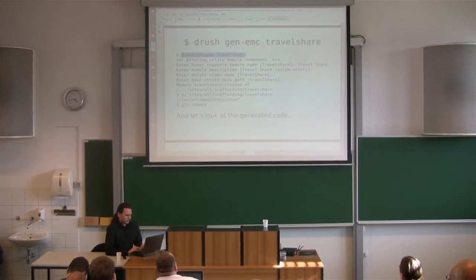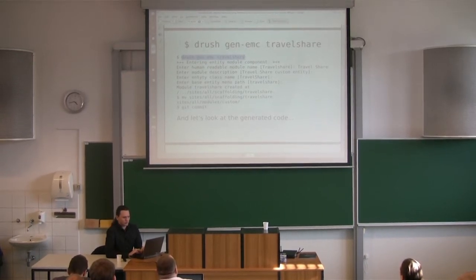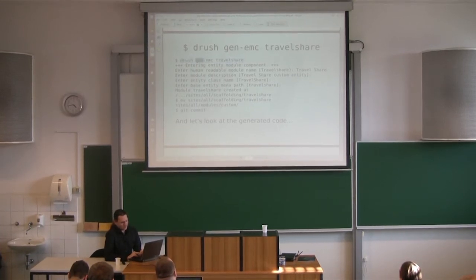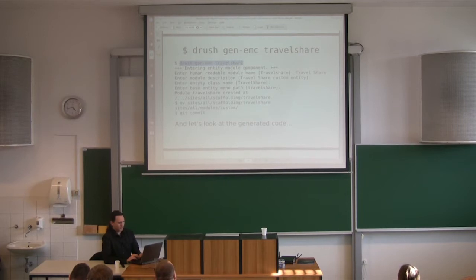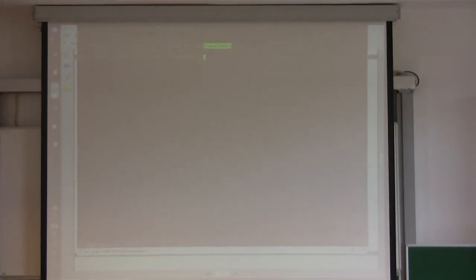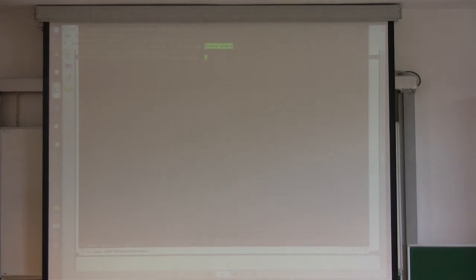So first off, Genova Entity is adding one additional Drush command, this one, probably generate entity module something, never mind. So let's try with that. Okay, so I'm on the travel share site, and let's execute Drush generate entity travel share. So this is of course your module name, which in this case is travel share. And now this Drush command is asking us for a couple of variables that it needs, so it can generate all code that we need.